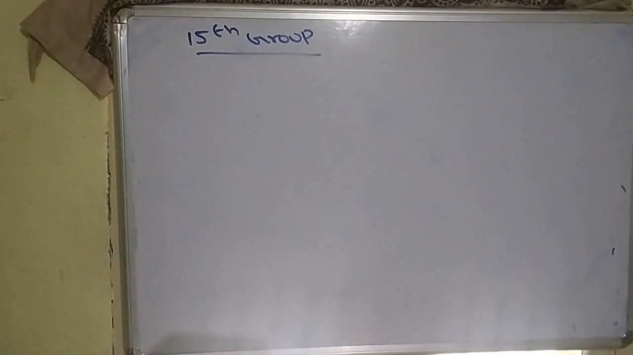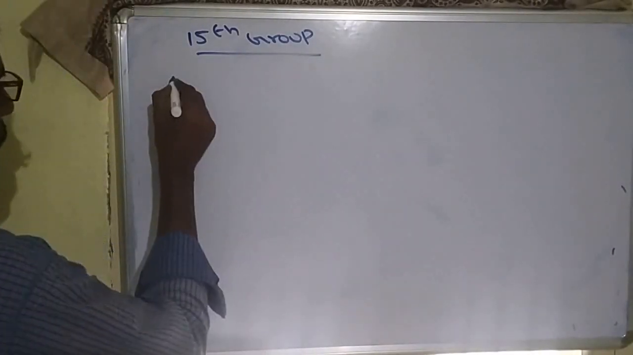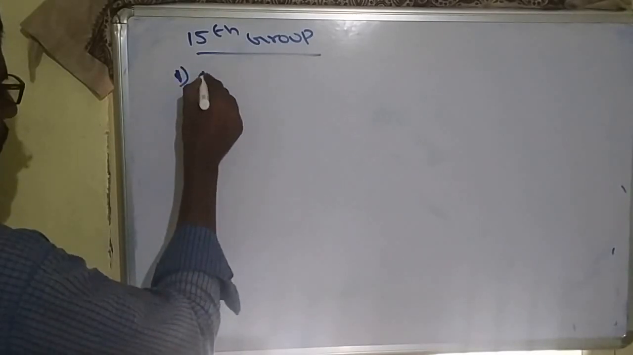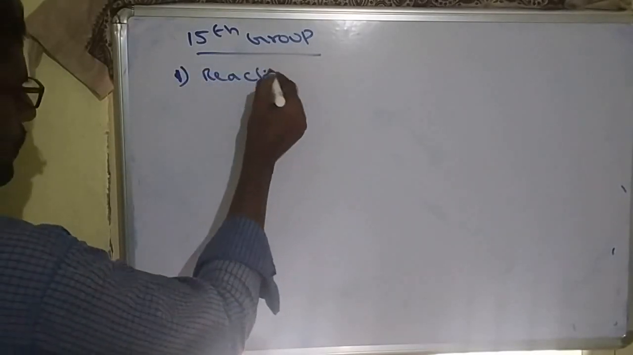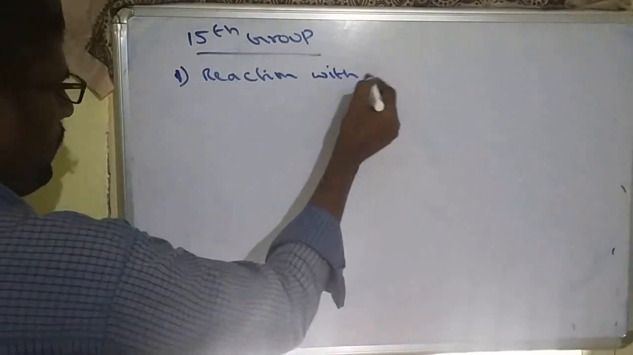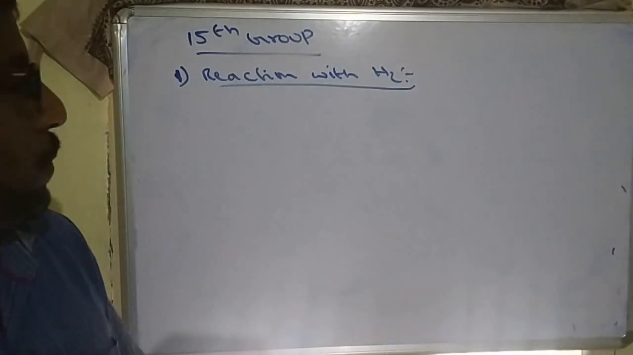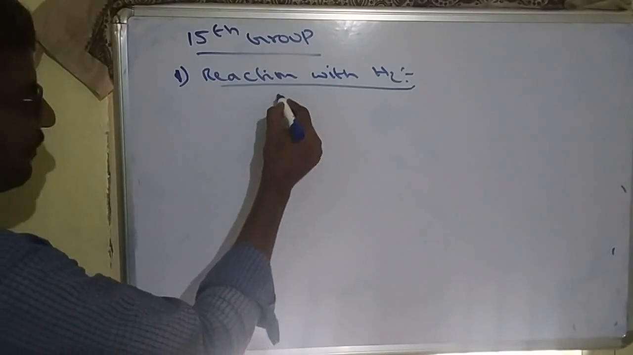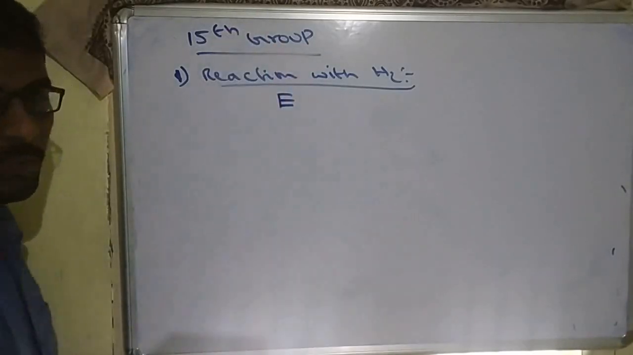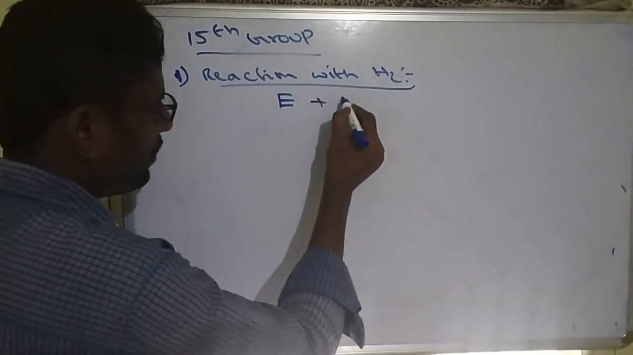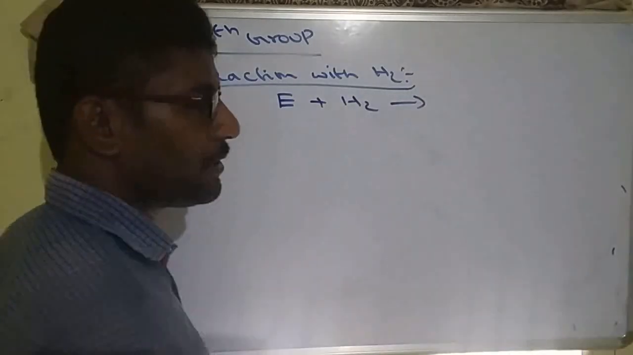So now when we are going to chemical properties, the first one is the reaction with hydrogen. Any 15th group element, just representing with letter E, combining with hydrogen produces hydride.